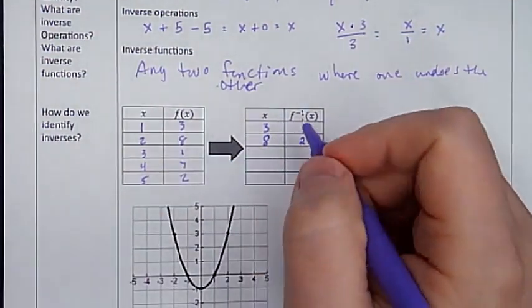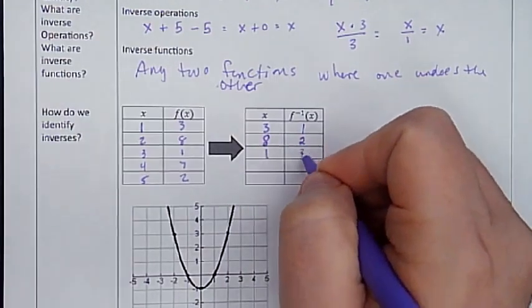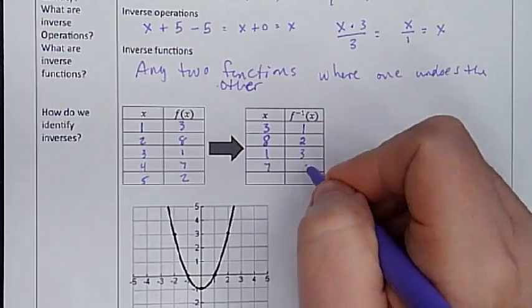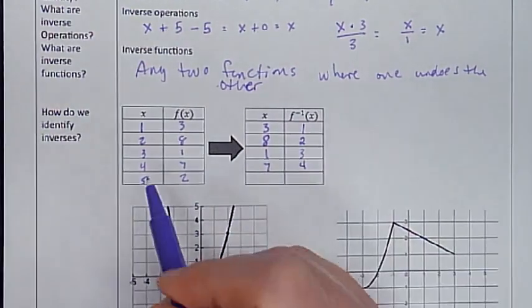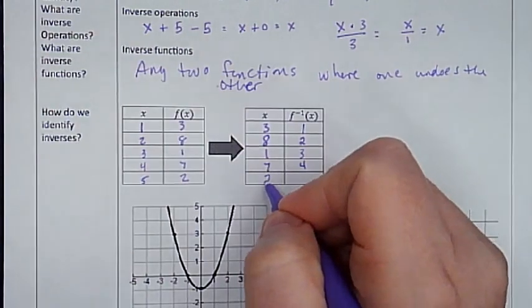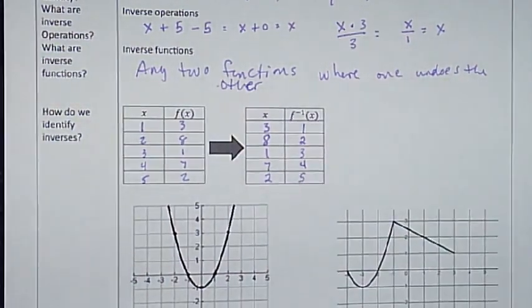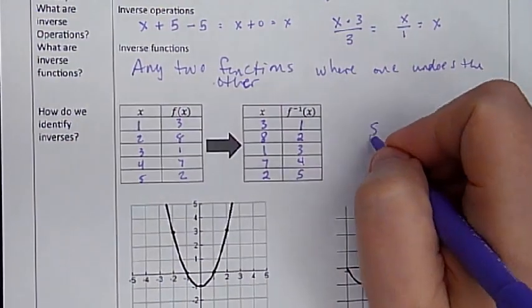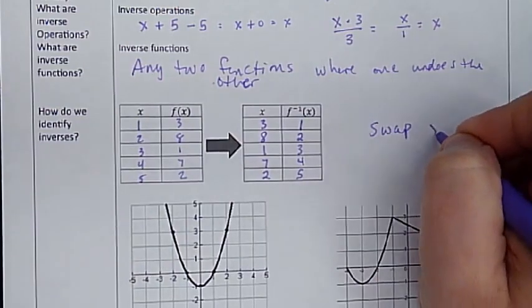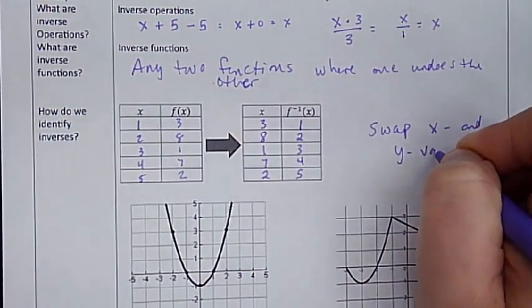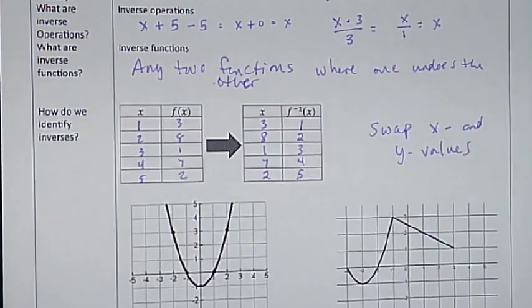3 gave me 1, which means 1 will give me 3. 4 gave me 7, so 7 should give me 4. And inputting 5 gives me 2, so inputting 2 should give me 5. So in essence, all we did was swap our x and y values.